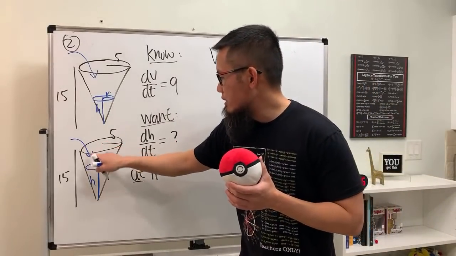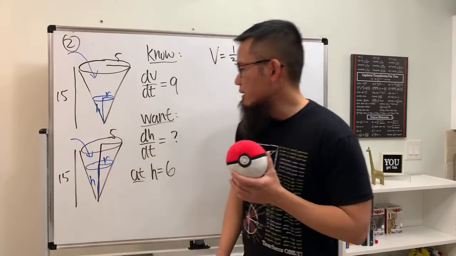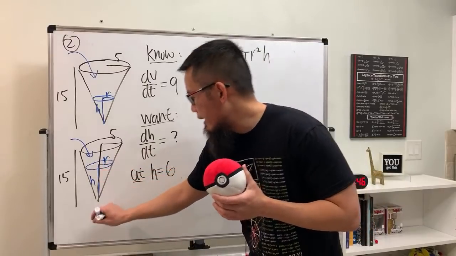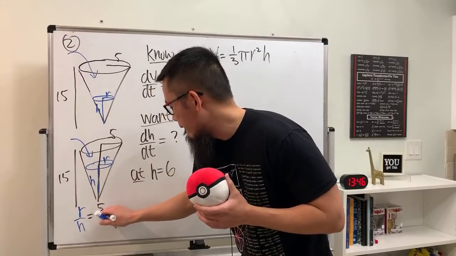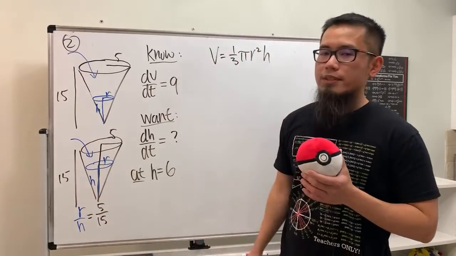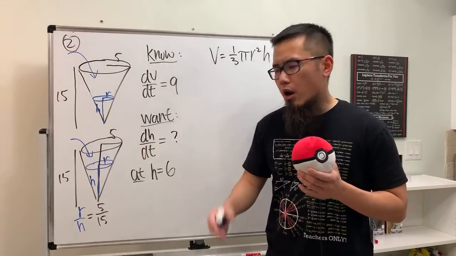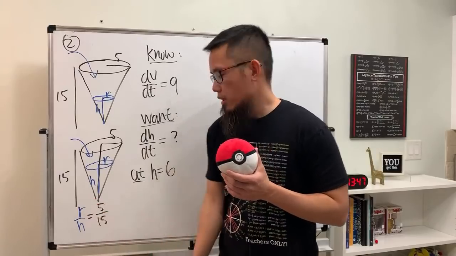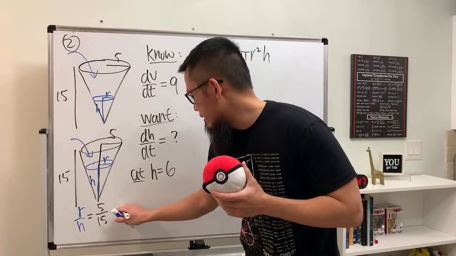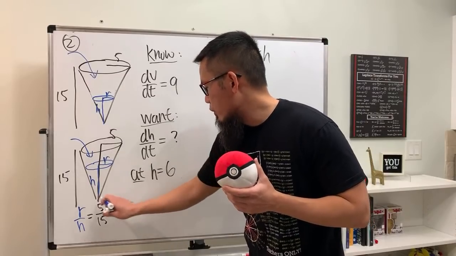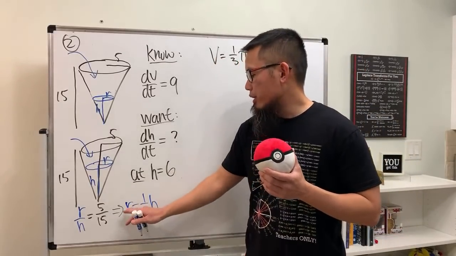Similar triangles, so you see that this is 15. This, of course, in the middle right here, will also be 15, right? So let's do r over h. And this will be equal to 5 over 15, which is, of course, 1/3. And now, notice, we just care about dh/dt, so we don't want r. That means we should solve for r right here. We can just multiply the h on both sides. This means r is equal to 1/3 times h. So this right here is the relation between r and h.